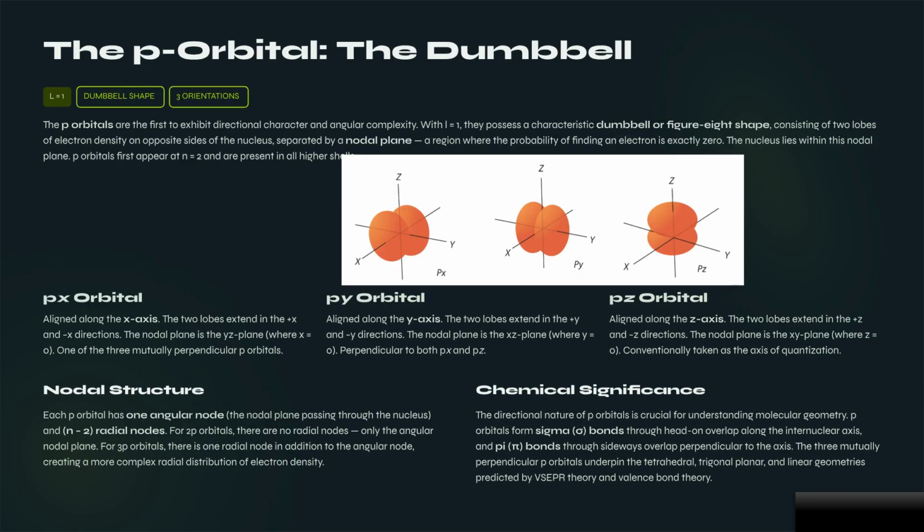The p orbitals, l equals 1, have a dumbbell shape, consisting of two lobes separated by a nodal plane. They appear at n equals 2 and have three orientations: px, py, and pz, aligned along the Cartesian axes. Their directional nature is crucial for forming both sigma and pi bonds.